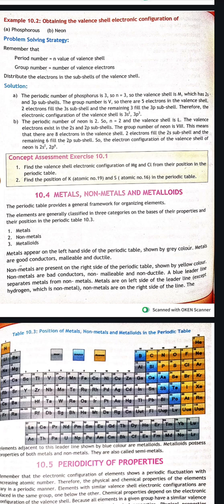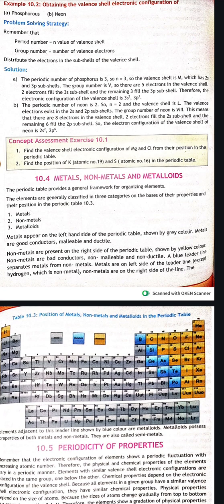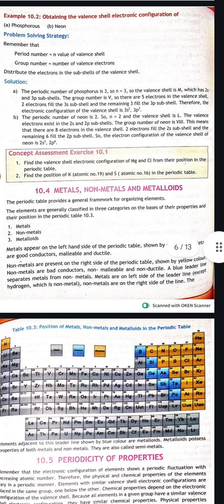So n is equal to 3 and group number is V. So there are 5 electrons. Group V, group number is 5. So there are 5 electrons. So the 3 electrons will fill the p subshell and 2 electrons will fill the s subshell.